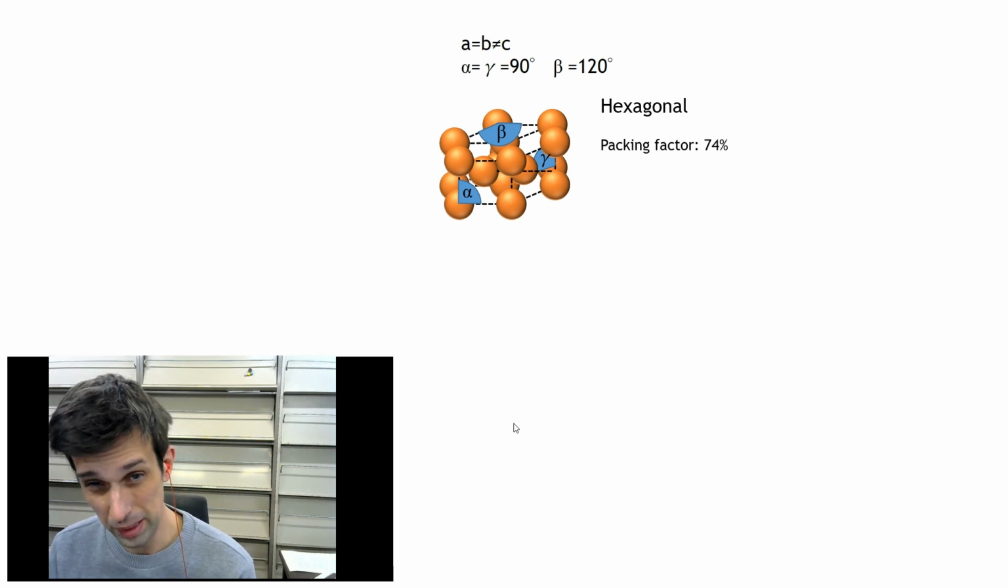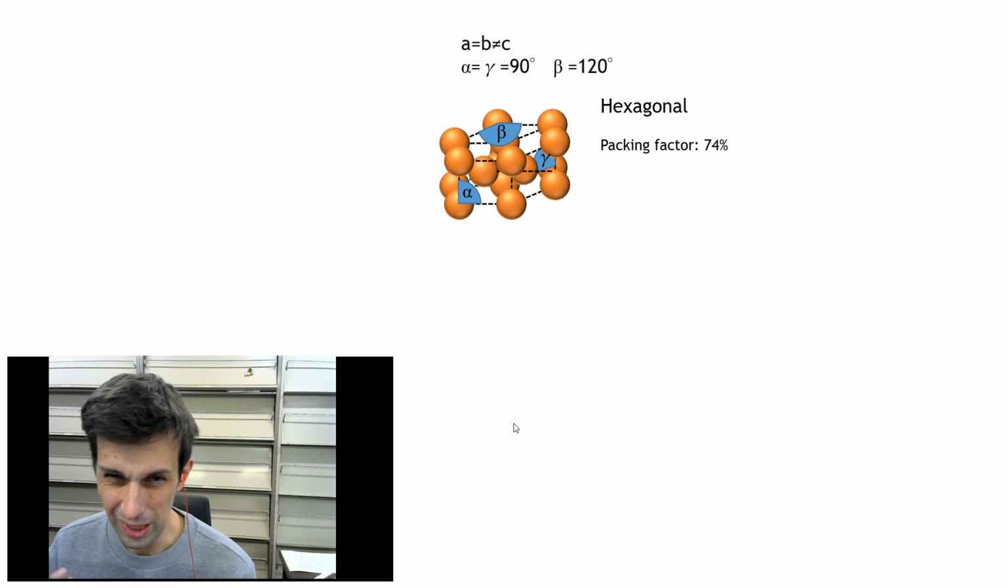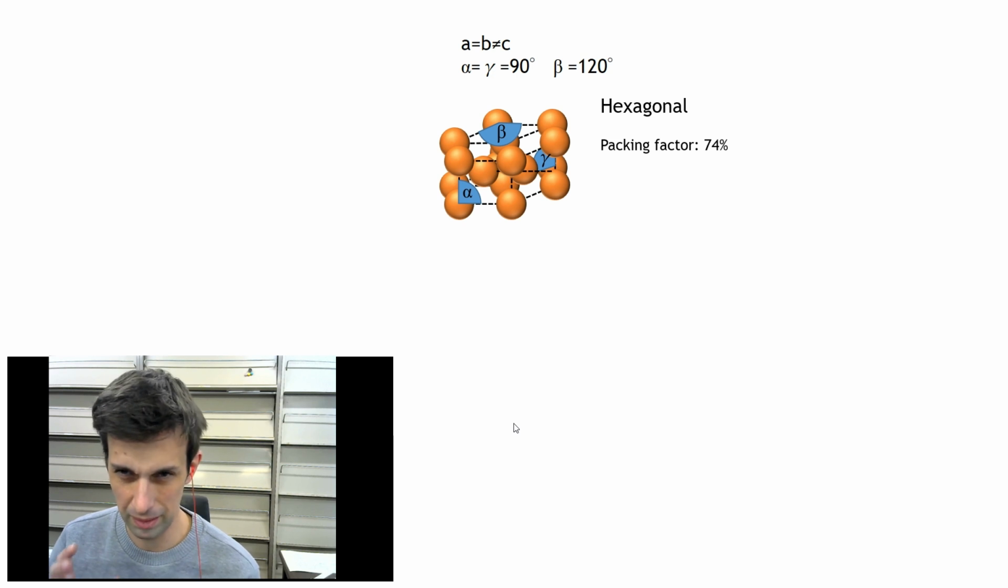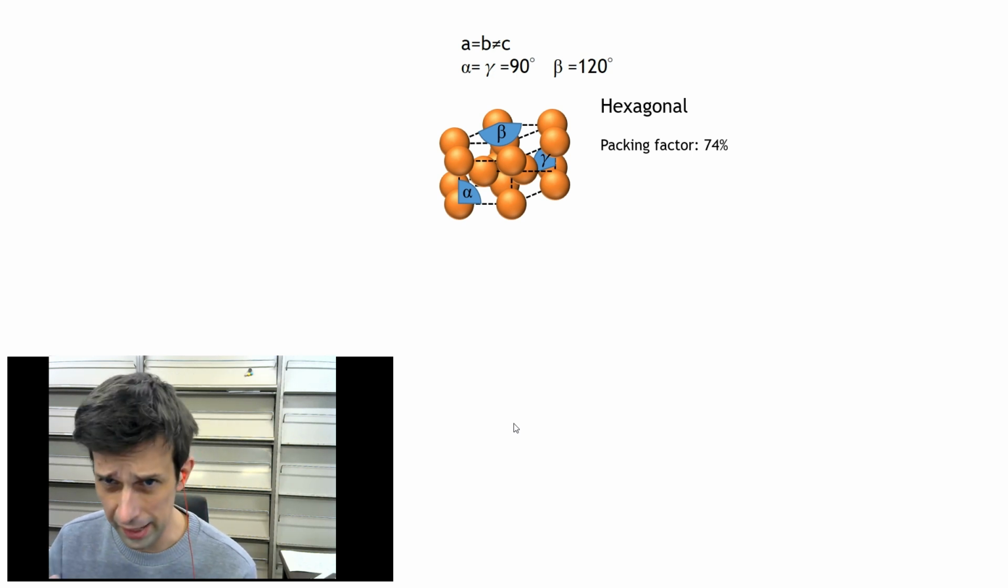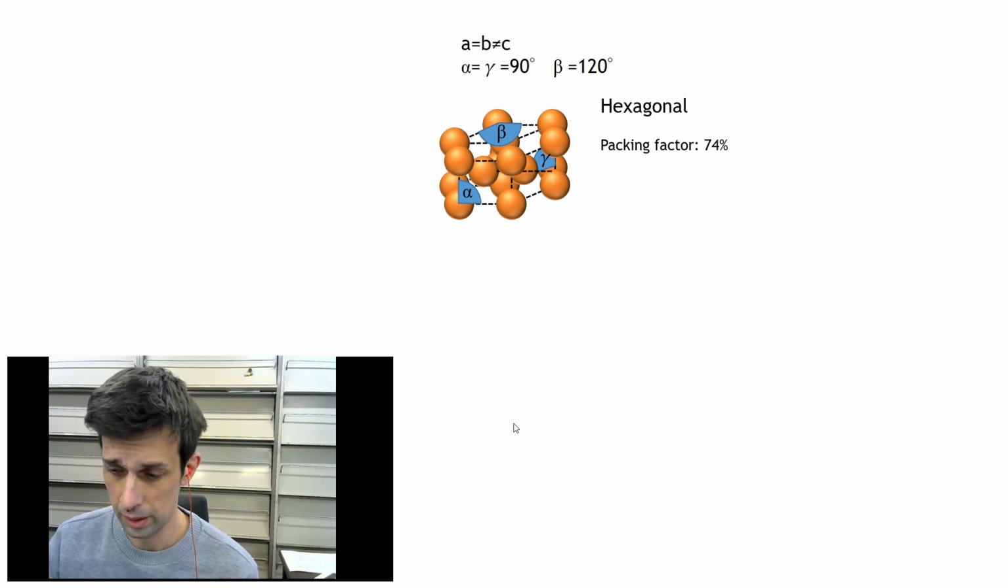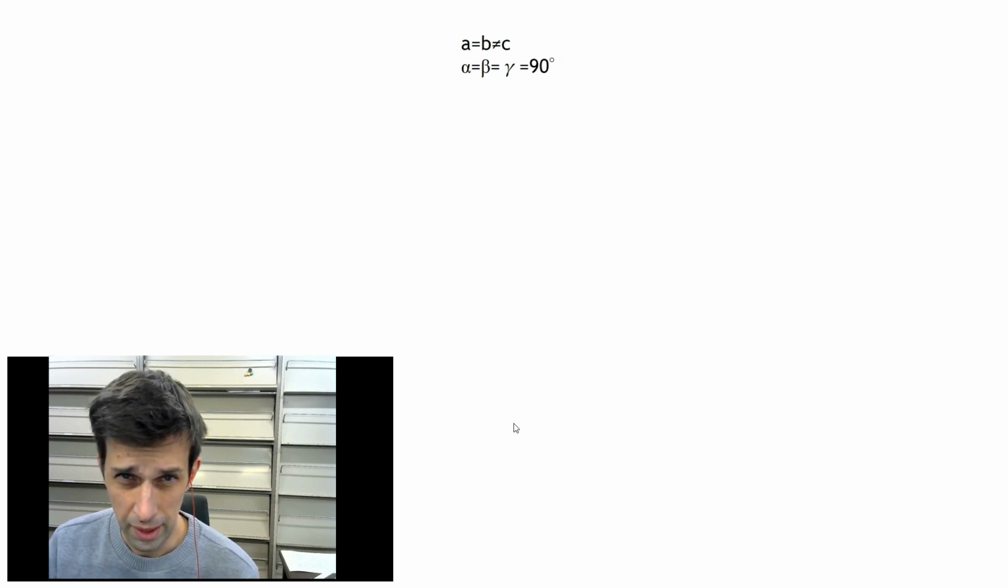It's a little bit more complicated than the square. We don't really need to waste more time on the description of the structure as a 3D crystal lattice. Let's speak about the packing factor. It's 74 again. So this is again the highest packing factor that we can achieve, as high as the face-centered cubic we saw before.